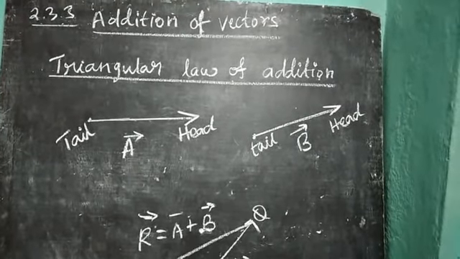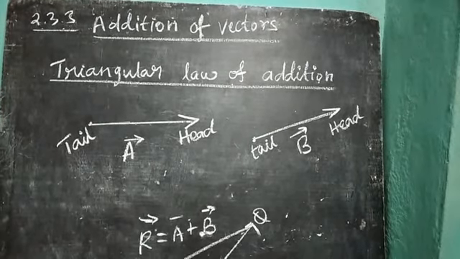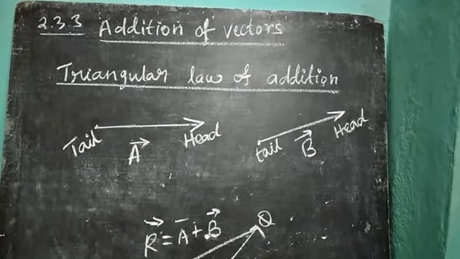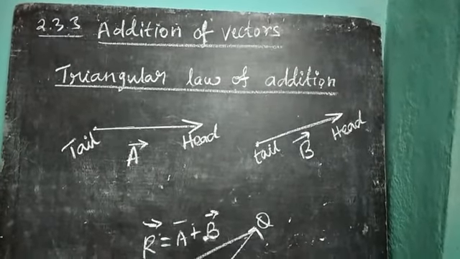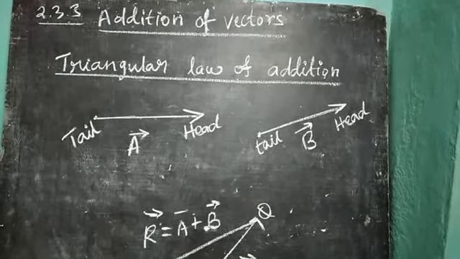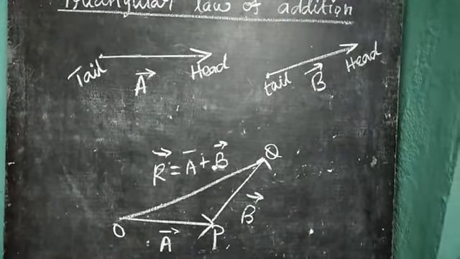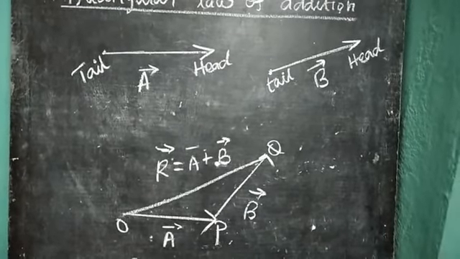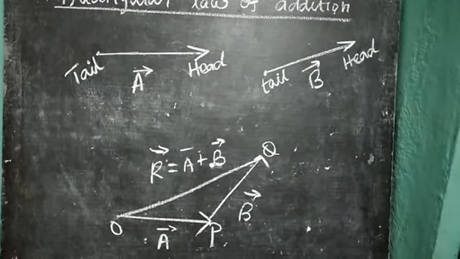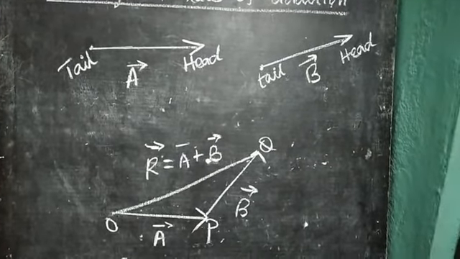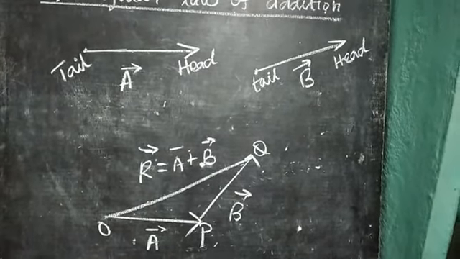Consider two vectors, A vector and B vector. The arrow mark represents the vector symbol, the arrow head and the dot tail. The two vectors A vector and B vector act as two sides of the triangle, that is, OP equal to A vector, PQ equal to B vector.